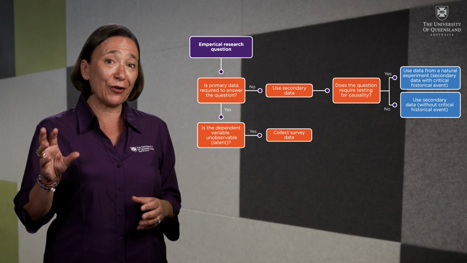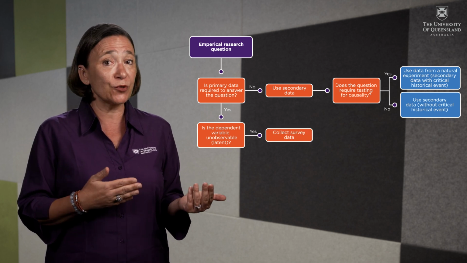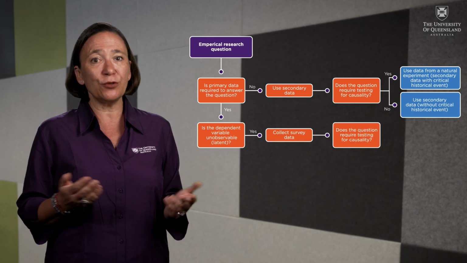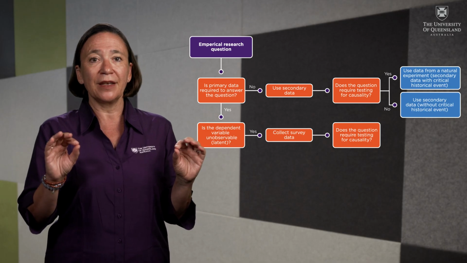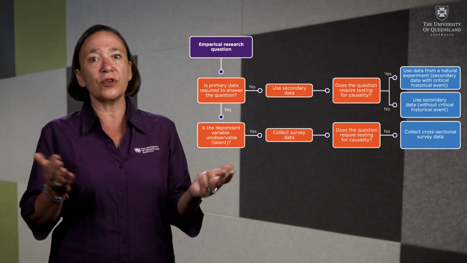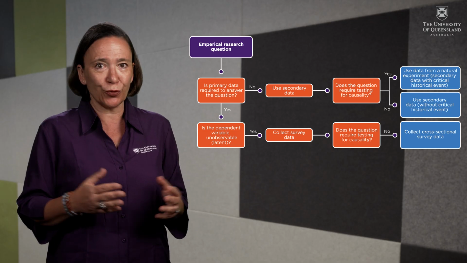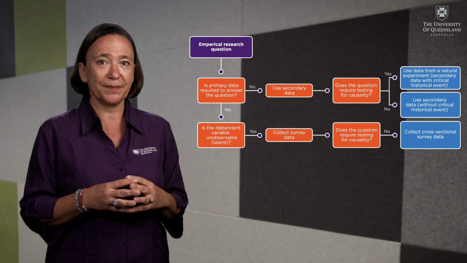If the dependent variable cannot be observed, we have no option but to ask people in interviews, focus groups, or surveys. Again, we need to check if our research question requires testing for causality. If not, one cross-sectional survey dataset is enough, like in election polls. We just want to know which political party people prefer today.